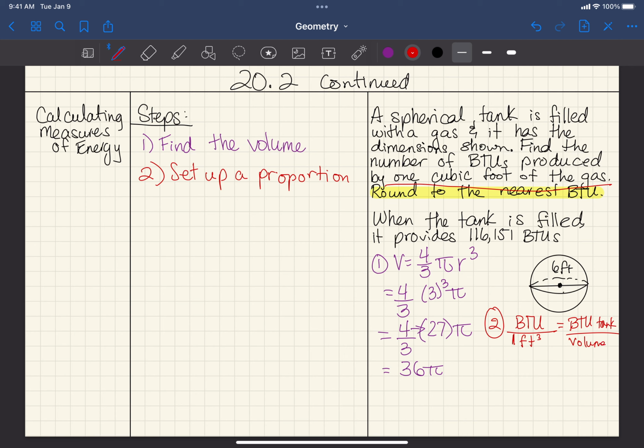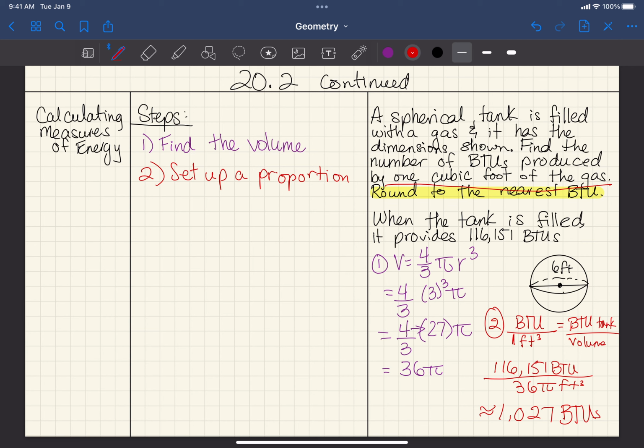So that means that I'm going to have 116,151 BTUs over 36 pi feet cubed. So when I divide this, remember I'm going to do 116,151 divided by 36 times pi. When I do that, I'm going to cut a couple corners here, and I'm just going to let you know that it's going to round to the nearest whole number, which is 1,027 BTUs.